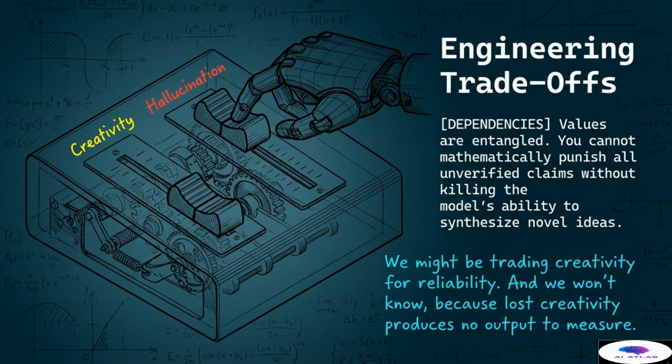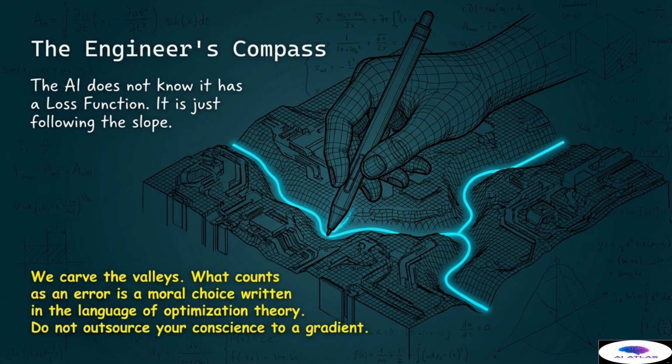The challenge is that we often do not know where the balance lies because lost creativity produces no output to measure. We only see the errors that occur, not the brilliant ideas that were never generated due to overregulation. As engineers, we must decide where to set the slider on this dial based on the intended use of the system. A creative writing assistant needs a different balance than a medical diagnostic tool or a legal research assistant. The final concept we will cover is the engineer's compass.